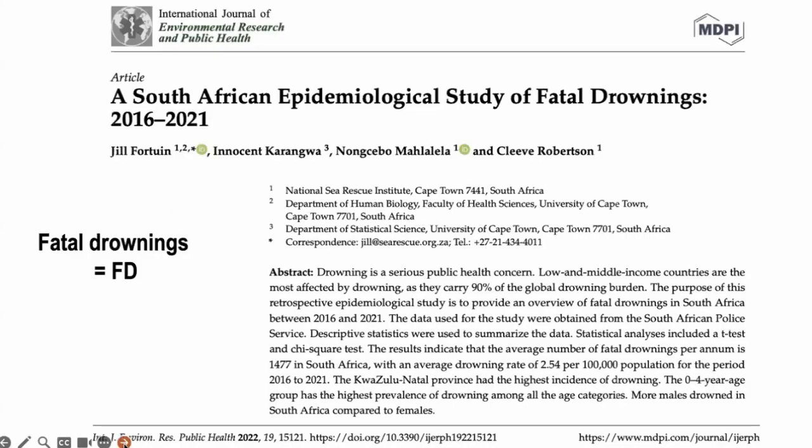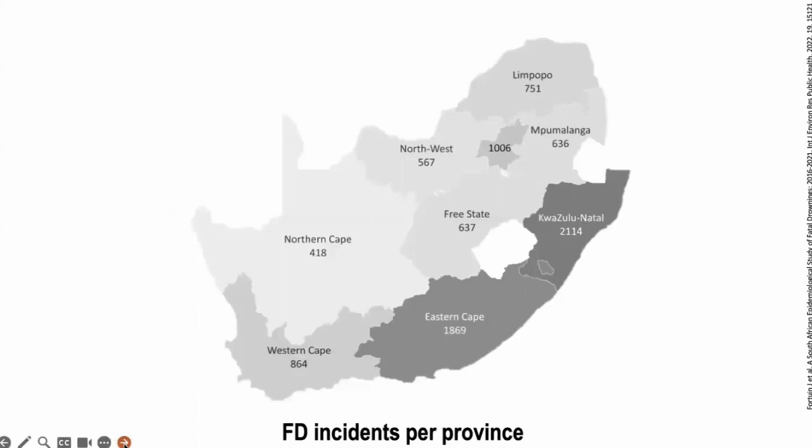So what about South Africa? We had a recent publication released in 2022, looking at statistics of fatal drownings from 2016 to 2021. And we can see that KwaZulu-Natal is probably the most prominent province with the highest number of fatal drownings. The coastal provinces have much more drowning incidents because they have higher access to bodies of water. But horribly, you can see in the middle there, Gauteng still has a fair number of deaths.